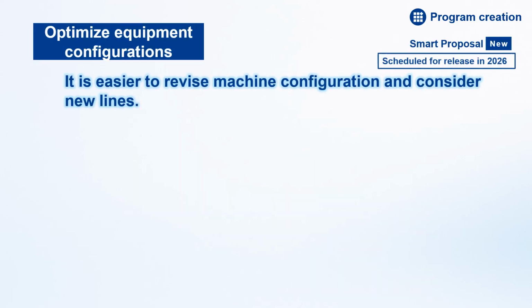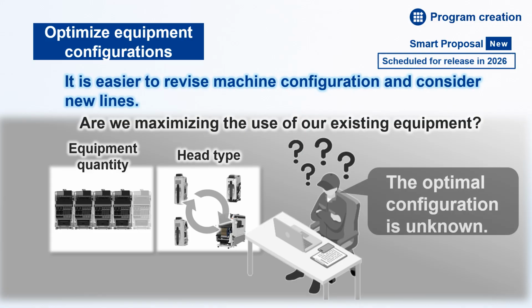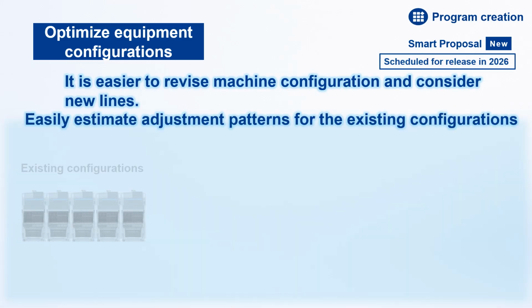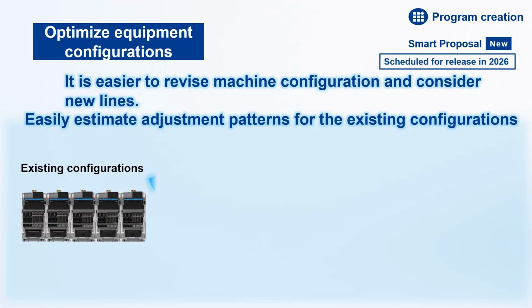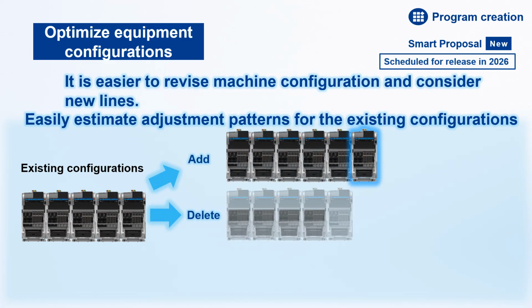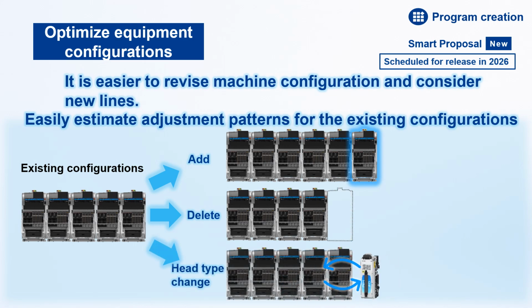Finally, we will introduce the optimization for equipment configuration. With this, concerns about determining the optimal number of machines and head configurations can be solved. With Smart Proposal, adjusting the existing configurations, adding and deleting machines, and changing heads can be simulated easily. Revising machine configuration and considering new lines can be advanced efficiently while calculating multiple patterns.